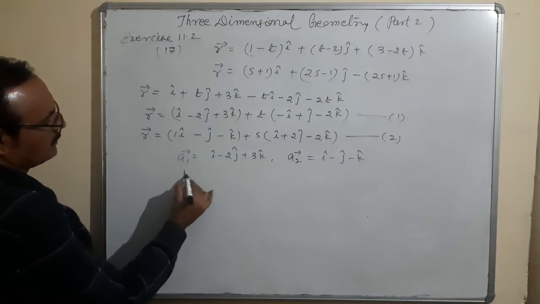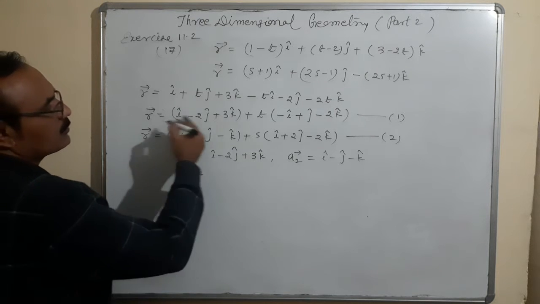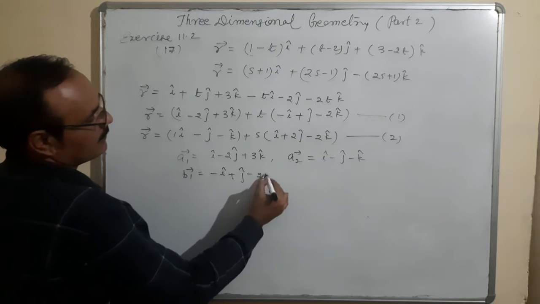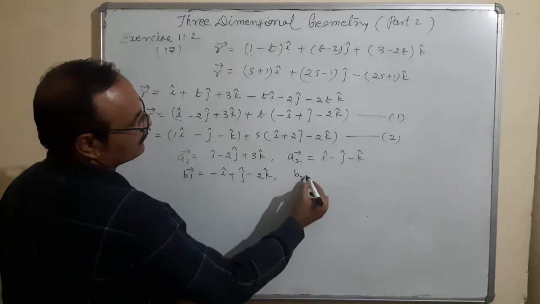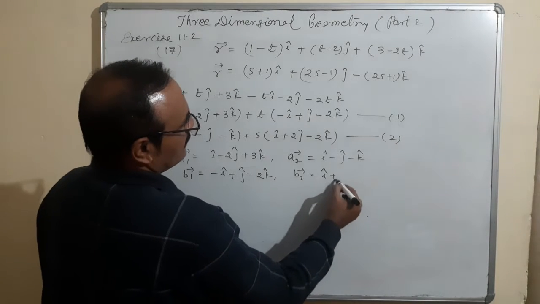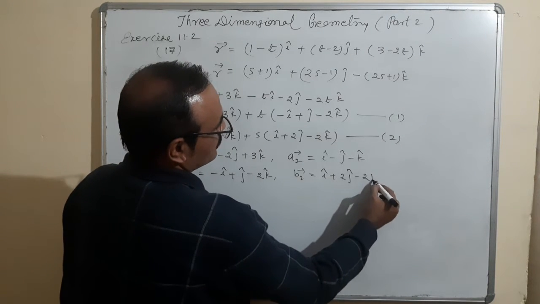B1, vector parallel to the first line, minus i plus j minus 2k. B2, vector of the second line, i plus 2j minus 2k.